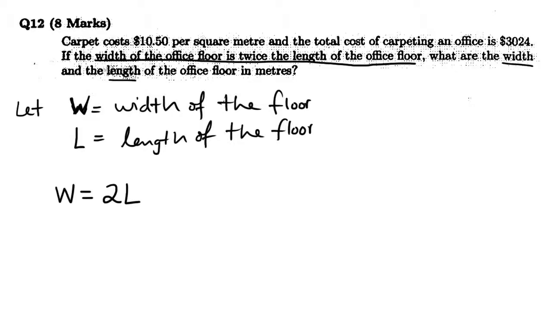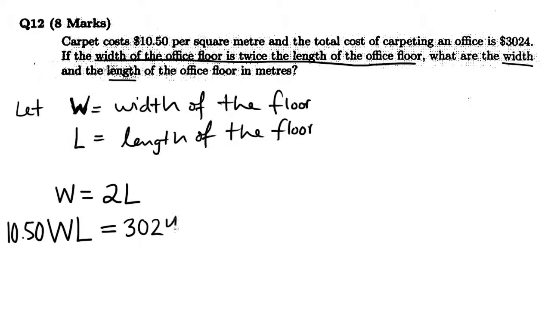Well, carpet costs $10.50 per square meter. What is the area of this office? The area of the office is W times L, right? And the units of that area is in square meters. So W times L represents the number of square meters that we need to carpet. And we're told that it's $10.50 per square meter. So let's multiply that by 10.50. And that gives me the total amount of dollars that I spent for the carpeting job, which turns out to be $3,024.